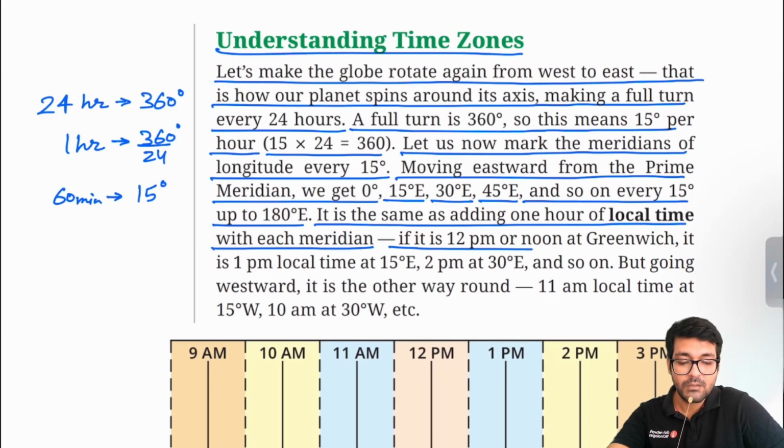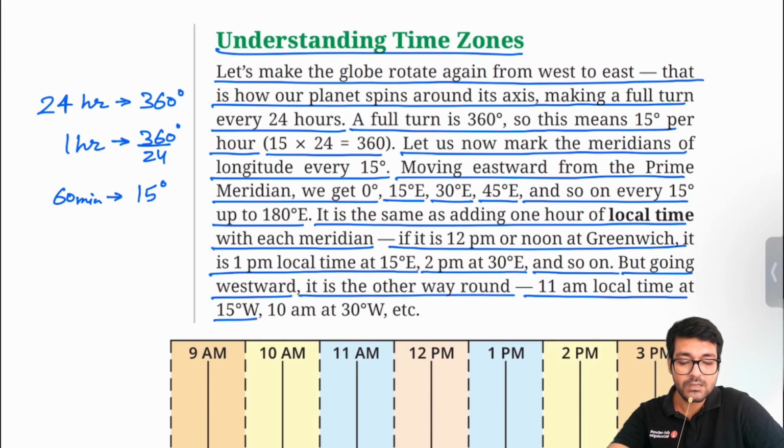If it is 12 pm or noon at Greenwich, it is 1 pm local time at 15 degrees east, 2 pm at 30 degrees east, and so on. But going westward, it is the other way round. 11 am local time at 15 degrees west, 10 am at 30 degrees west, etc.